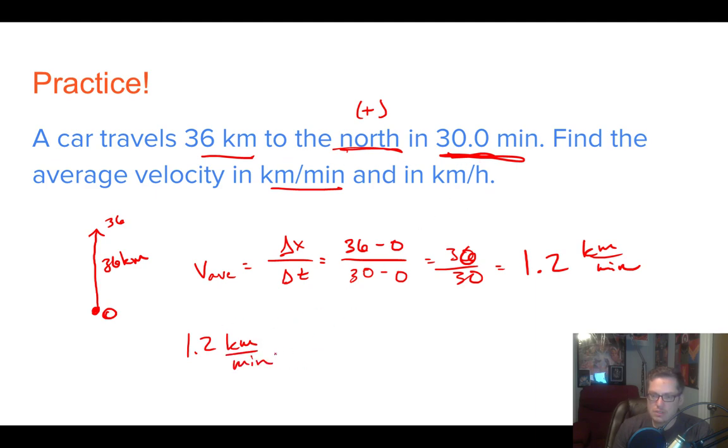Our kilometers are going to stay the same, so we don't have to worry about that. We only have to convert our minutes. So we'll put minutes up here and hours down here. How many minutes are in an hour? There's 60 minutes in 1 hour. So we're going to multiply 1.2 times 60. Well, 6 times 12 is 72. So we get 72 kilometers per hour.